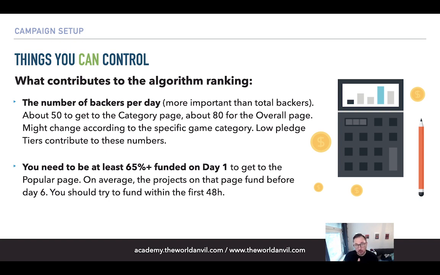Like, do I keep the goal lower so I get to this number quicker, or do I put it higher so I don't have a personal risk later? These are complicated evaluations that only you can do. So I found this average: the projects that end up on the popular page are funded by day 6. I think you should aim to fund within the first 48 hours. That's the rule. If you fund within the first 48 hours, it's going to be smooth sailing until the end.